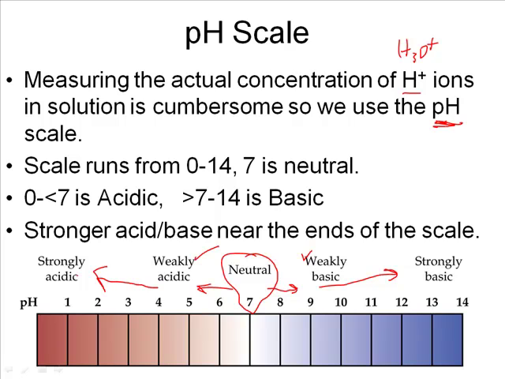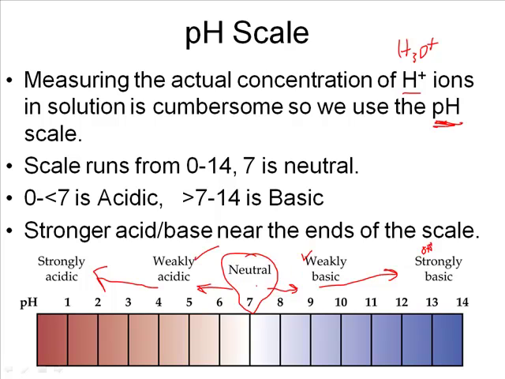There's lots and lots and lots of hydrogens zipping around in the container versus over here where there weren't as many. And then the flip side, if you go out towards 14, it's very strong because there's lots of OHs zipping around. And over here with the weak basic, there weren't as many.